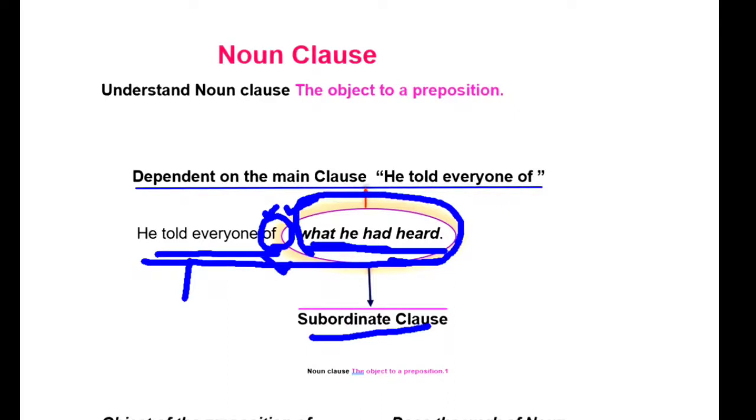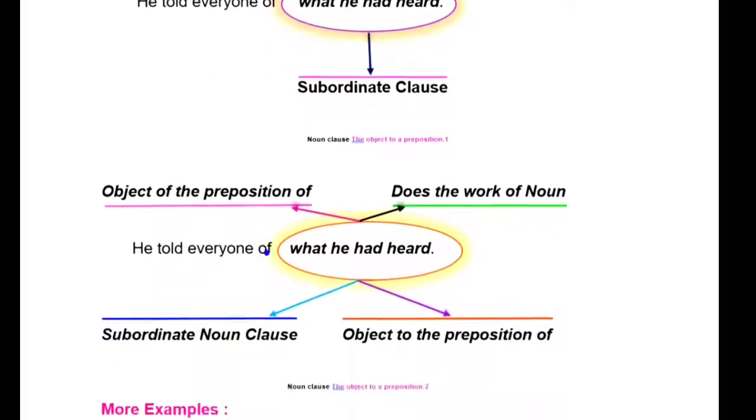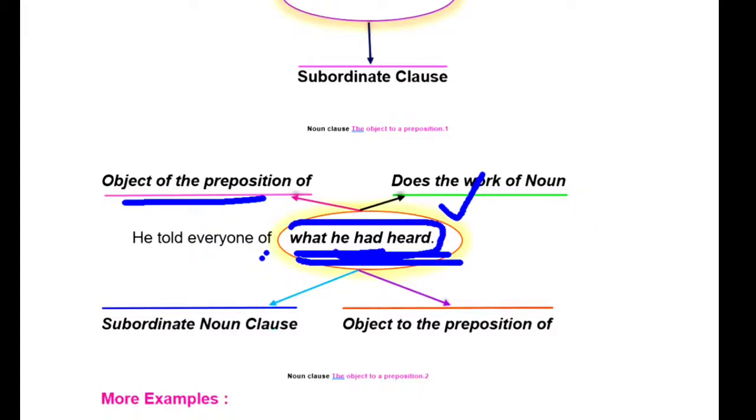In which part? This is the noun clause object to a preposition of. Okay, so let's move forward to the next example. Here you can see that he told everyone of what he had heard. The object of the preposition of, what he had heard, is the object of a preposition and it also does the work of a noun. As it is the object of the preposition, it does the work of a noun. So this subordinate clause does the work of a noun, so we can say it is a noun clause and it is the object of a preposition of. Similarly, we can see more examples from here.